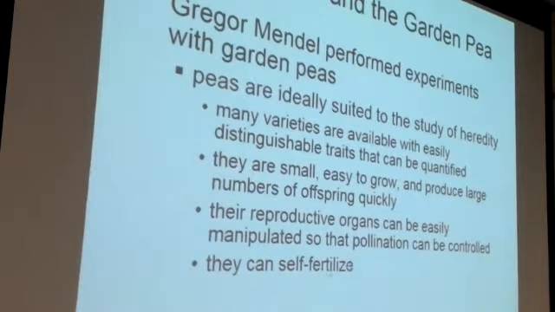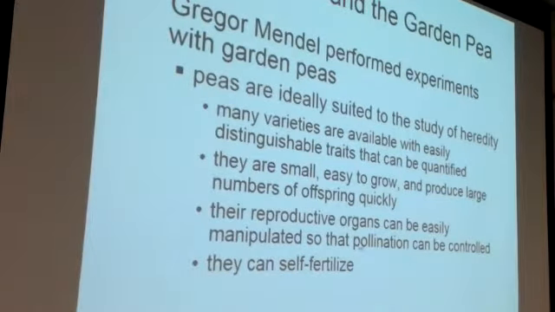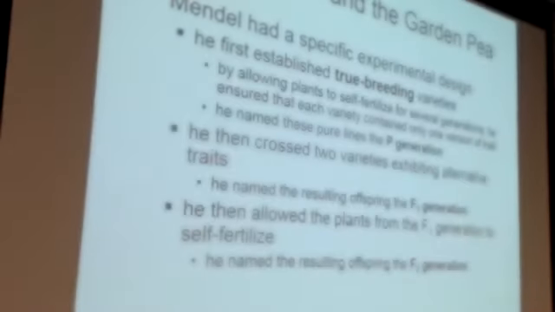The peas themselves, because they're short, he didn't have to climb trees to try and get to the flowers. He was able to go from one plant to the next and easily decide whether he wanted to self-fertilize that plant or if he wanted to cross this plant with this plant. And then he would actually do it with scissors and a paintbrush.